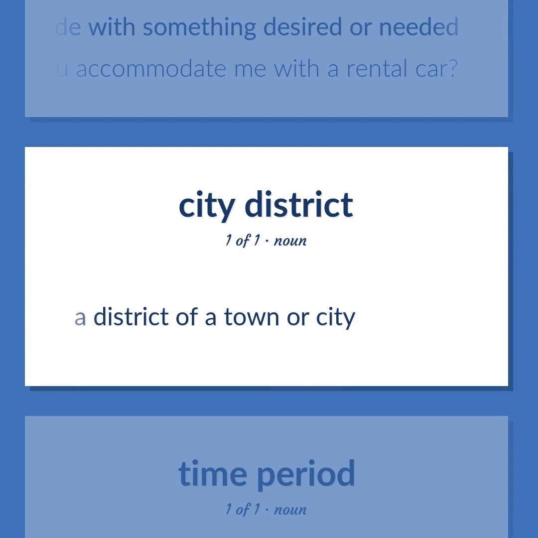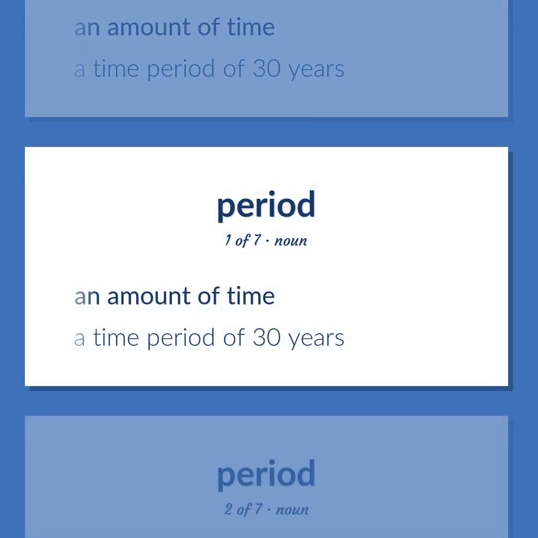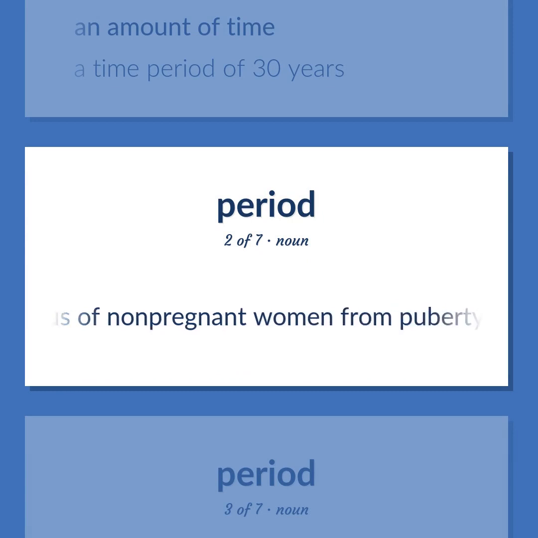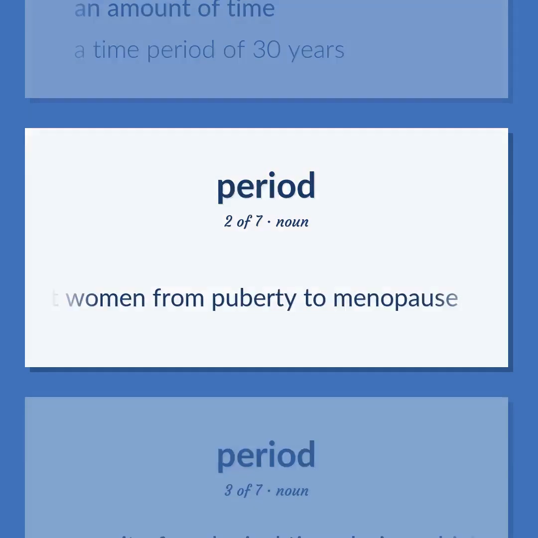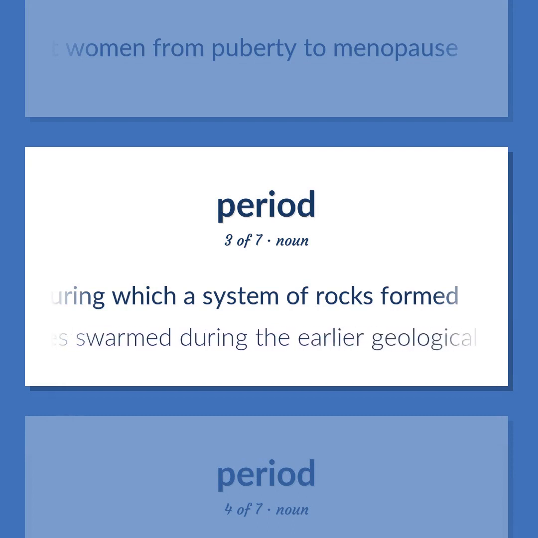A district of a town or city. An amount of time. A time period of 30 years. The monthly discharge of blood from the uterus of non-pregnant women from puberty to menopause. A unit of geological time during which a system of rocks formed. Ganoid fishes swarmed during the earlier geological periods.